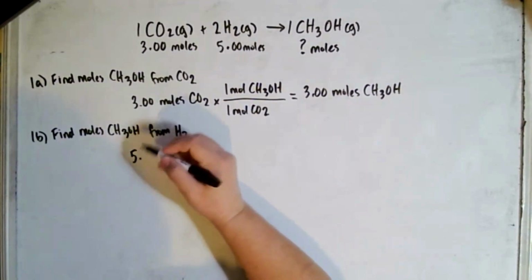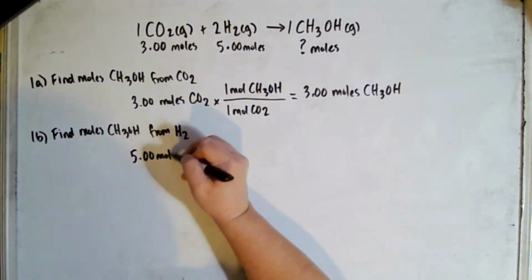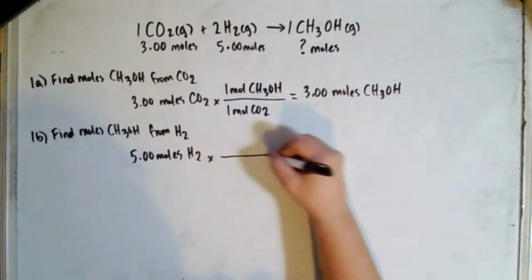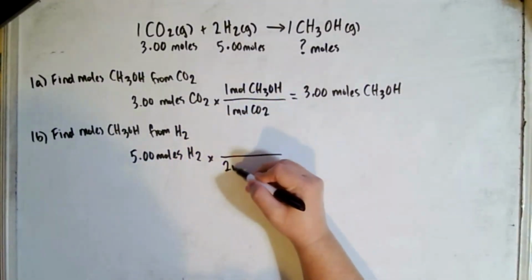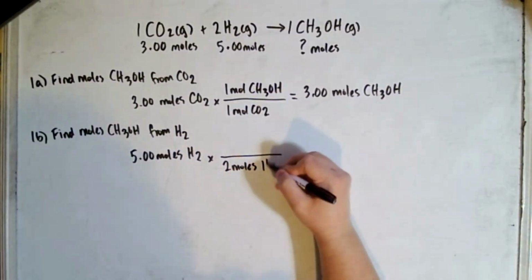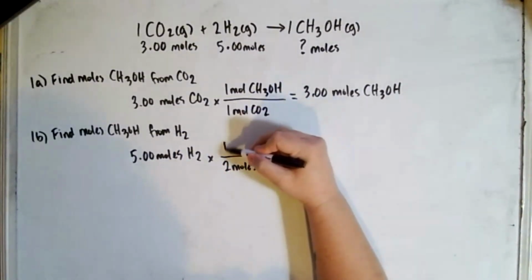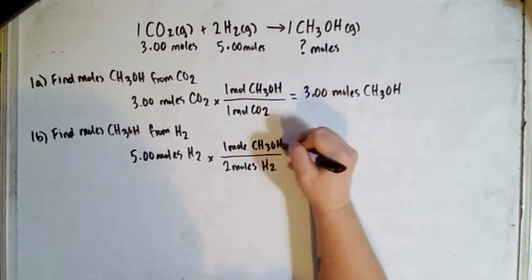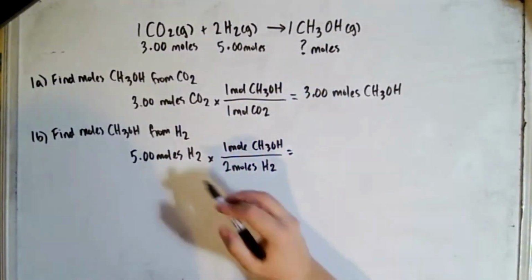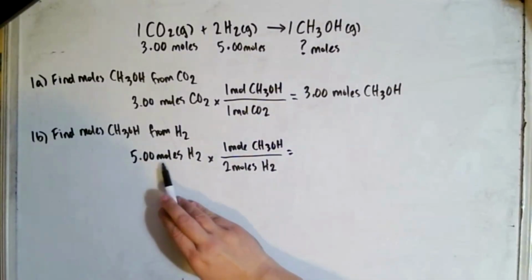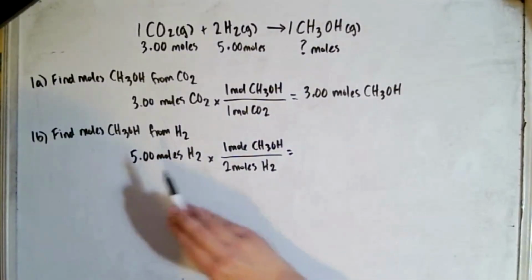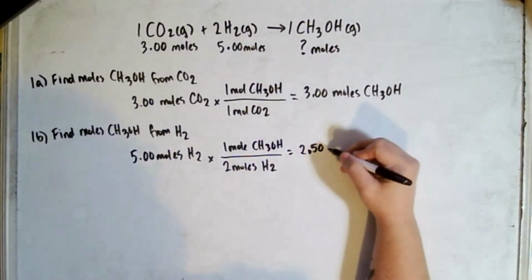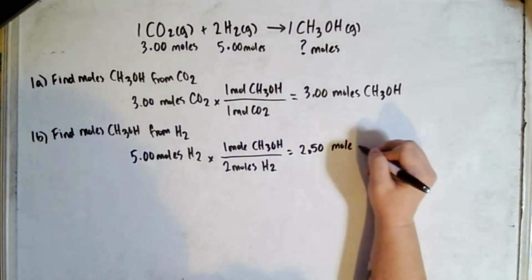I'm starting out with 5 moles of H2. Every 2 moles of H2 that I use up is going to form 1 mole of CH3OH. Okay, that means that if I use up all 5 moles of my H2, I'm going to be able to produce 2.5 moles of CH3OH.